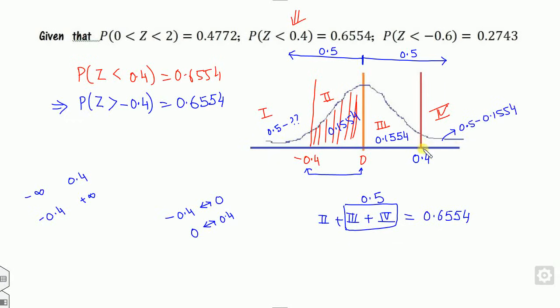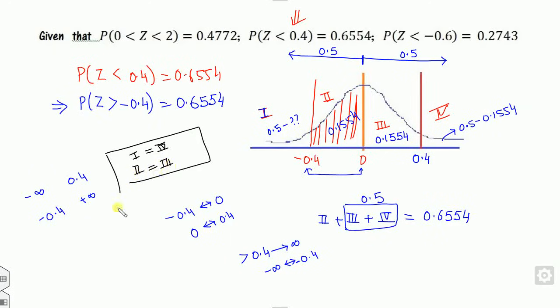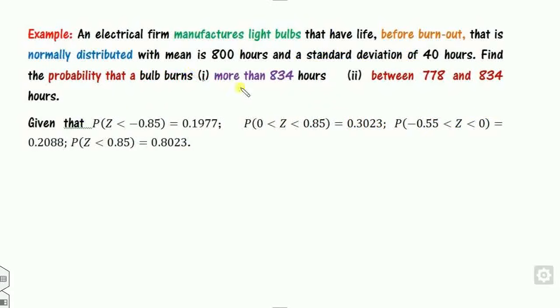Also you can see how you find the area of 4. You write that this is 0.4 to infinity. The opposite of this is minus infinity to minus 0.4, so this is the area of 1. So what you conclude is that the area of 1 is the area of 4, in this particular example only, and area of 2 and area of 3 are the same. Okay, so based on this concept, let's try to solve some numerical examples.